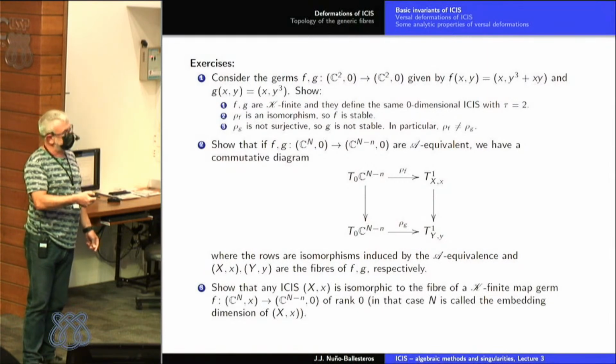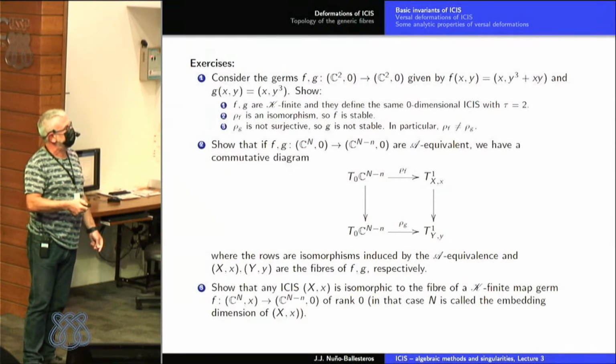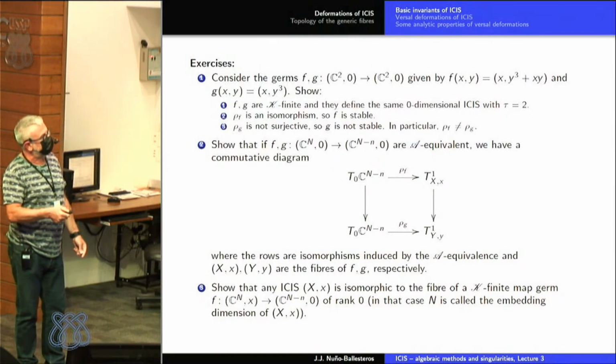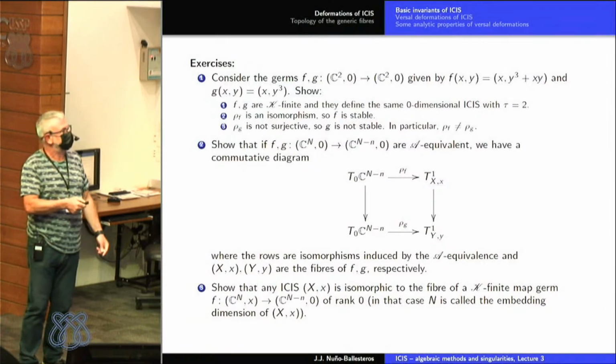And finally, this is one more exercise: any ICIS is isomorphic to the fiber of a K-finite map germ of rank 0. And in this case, this n is usually called the embedding dimension of X.